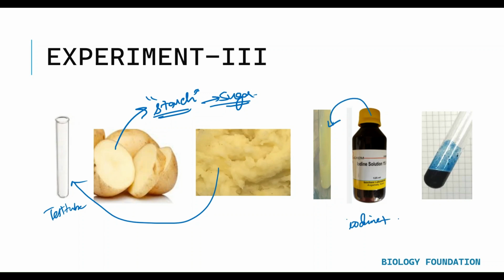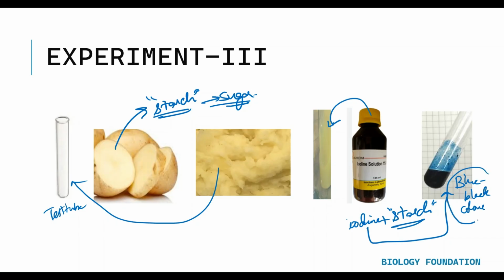When iodine reacts with starch, we know that in potato you have a specific sugar known as starch. Starch reacts with iodine to give you blue black color. So this blue black color seen in the test tube indicates the presence of starch in potatoes.